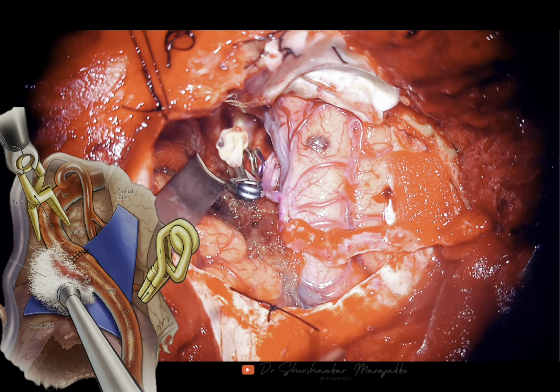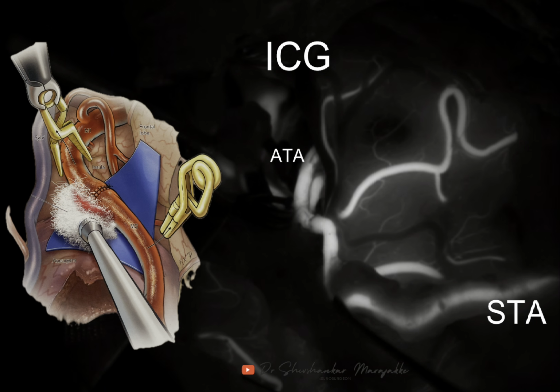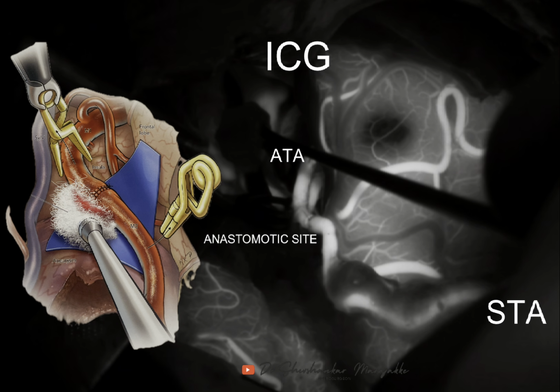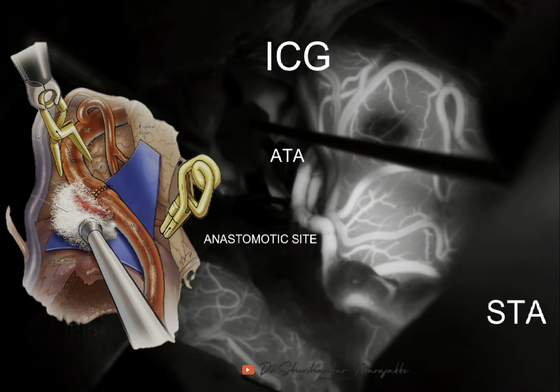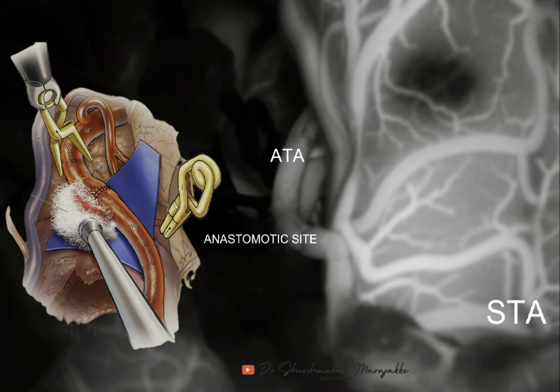The neck is completely obliterated, and we have done the end-to-end anastomosis. You can beautifully see in this ICG that the neck is completely obliterated, the aneurysm is not filling, the ICA, M1, MCA, and even the anterior temporal artery to STA-MCA bypass is very well pulsating and filling.